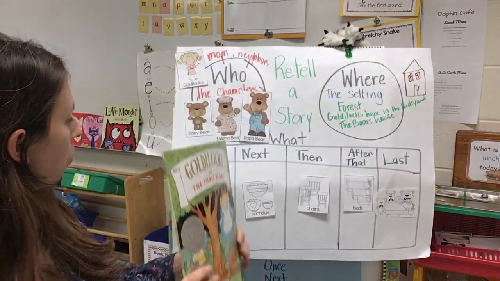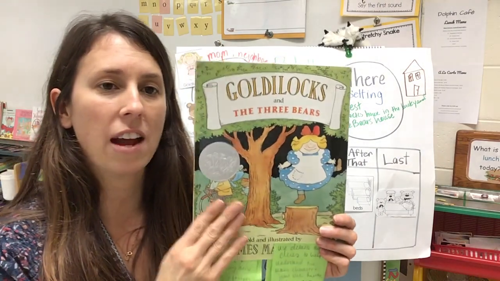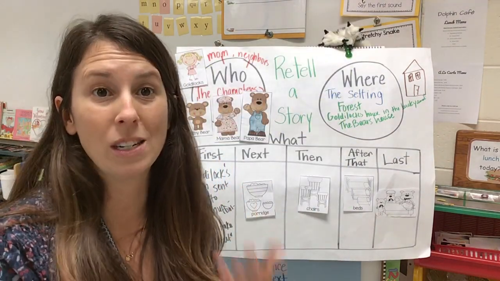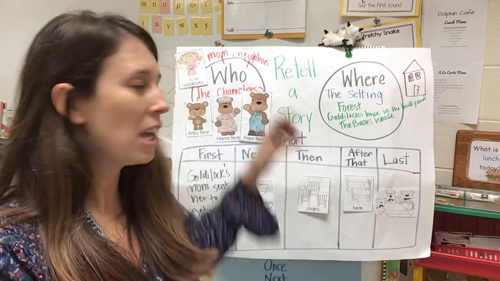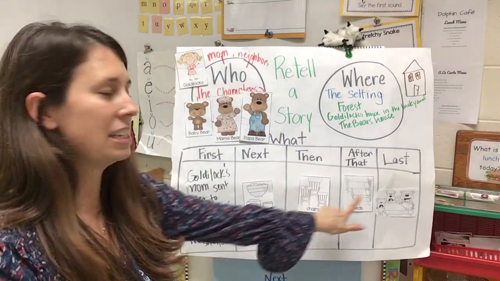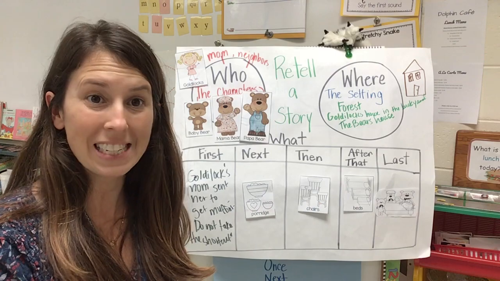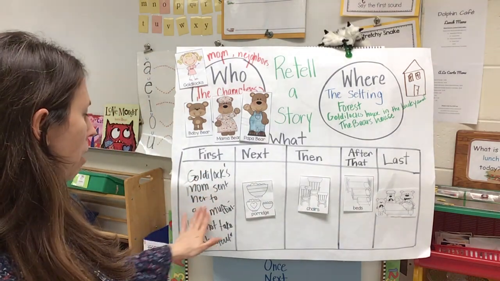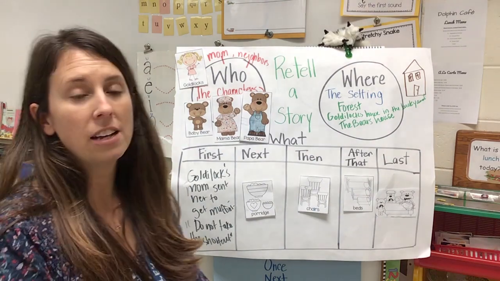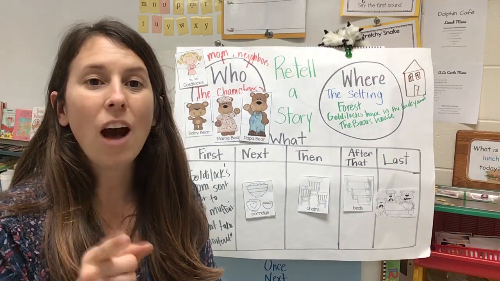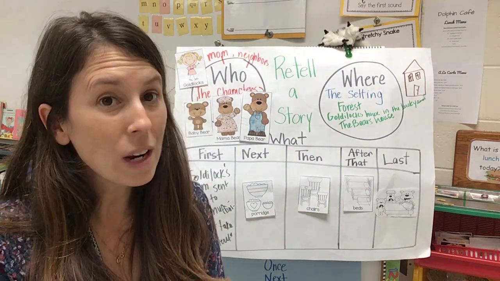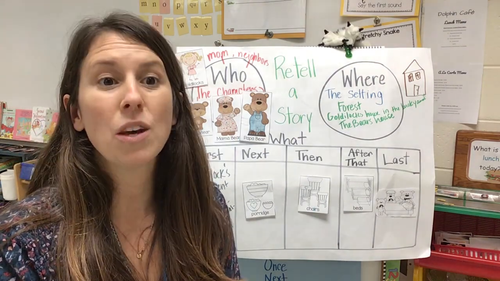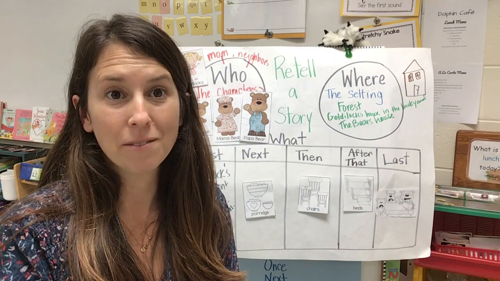Okay, so now that we know so much about this character, when we go back and retell, we can add so many more details, right? We can think about Goldilocks and why she did these things and add it to our retell. First, Goldilocks' mom sent her to get muffins. She said, "Do not take the shortcut." Now we can say, and Goldilocks was naughty and did as she pleased, and she went down that path.